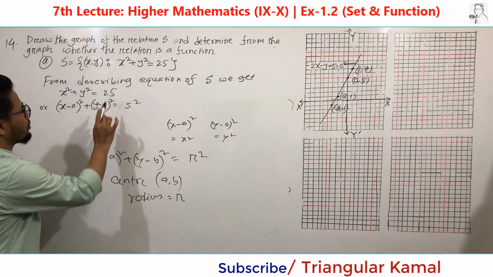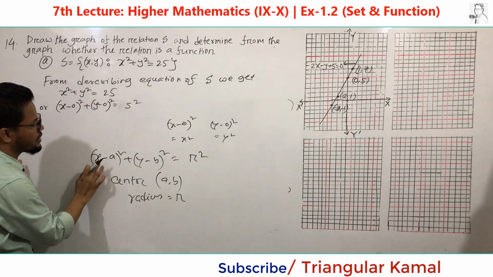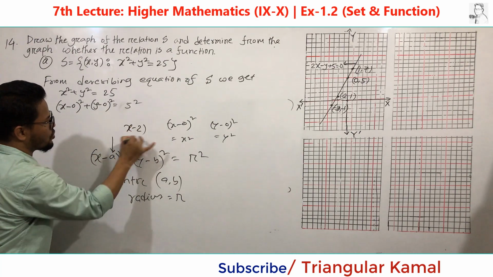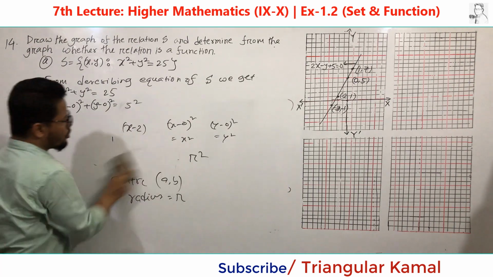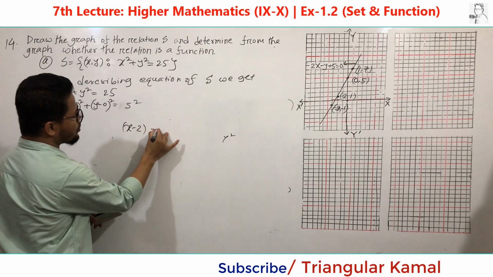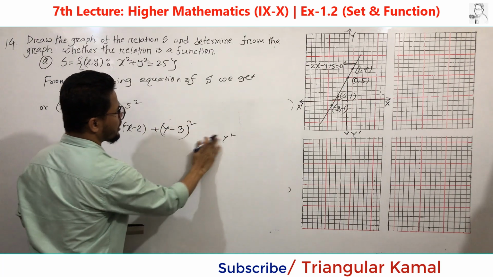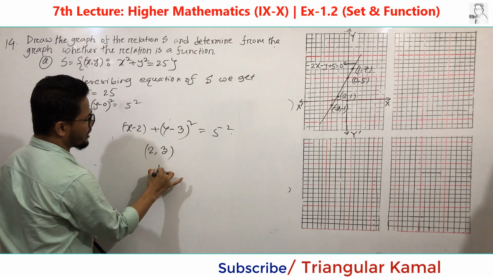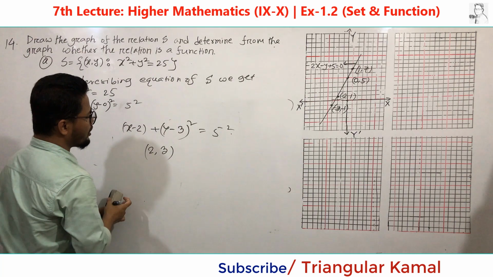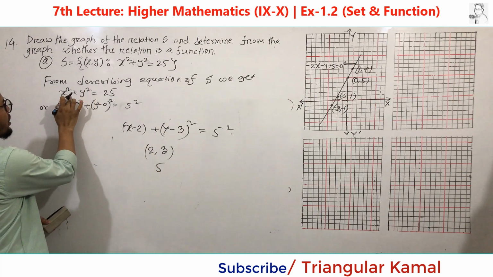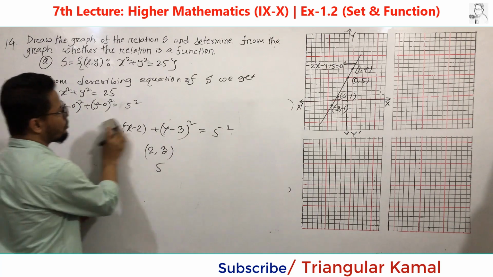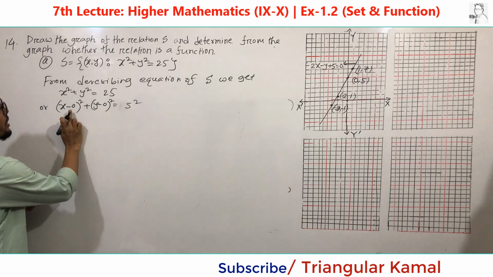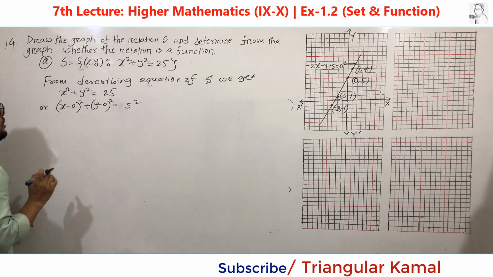So for this reason we converted this equation to the standard form. Considering the standard form, like (x minus 2) whole square plus (y minus 3) whole square equals 5 square, the center of the circle will be (2, 3) and the radius will be 5. So considering this equation converted to standard form, we can take the decision that the radius of the circle is 5 and the center of the circle is (0, 0), which is the origin.